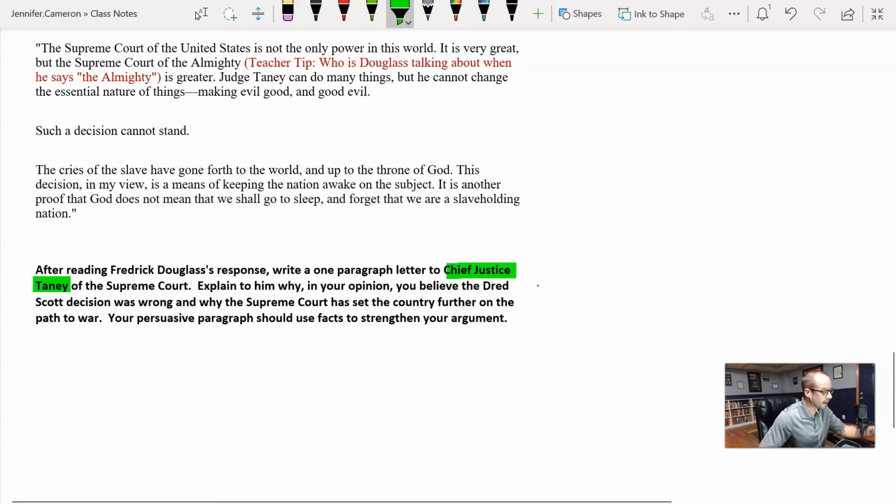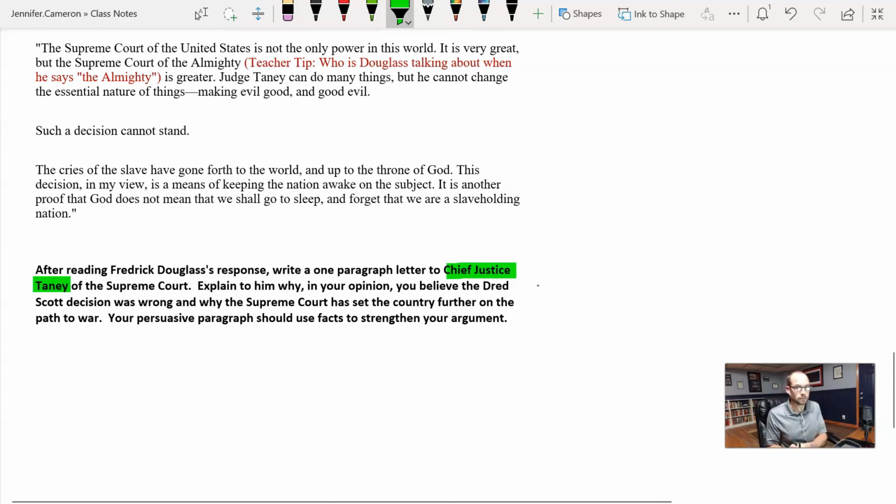So after you read his response, I want you to write a one-paragraph letter to Chief Justice Taney of the Supreme Court, and I want you to explain to him why you believe that the Dred Scott decision was wrong, and why the Supreme Court has now further set the country on the path to war. This should be persuasive. You should use emphatic language, meaning you should write with passion. You should write from the heart, but you should also use facts and things that we've studied in class to back up your letter.